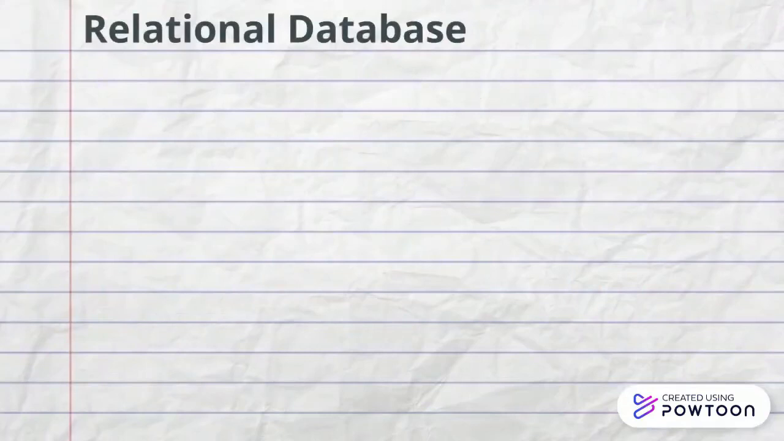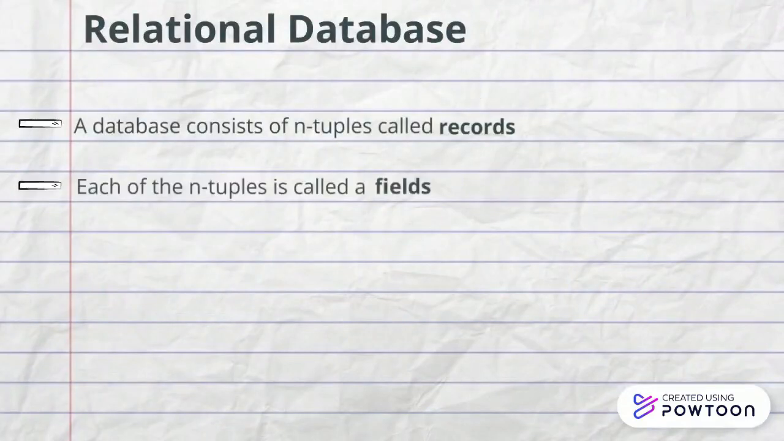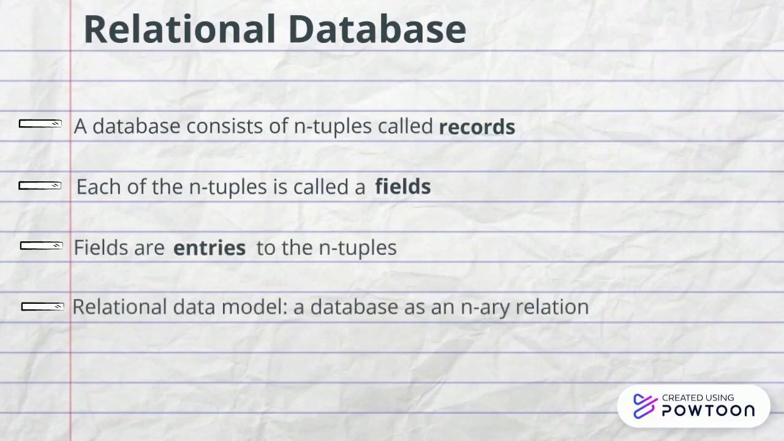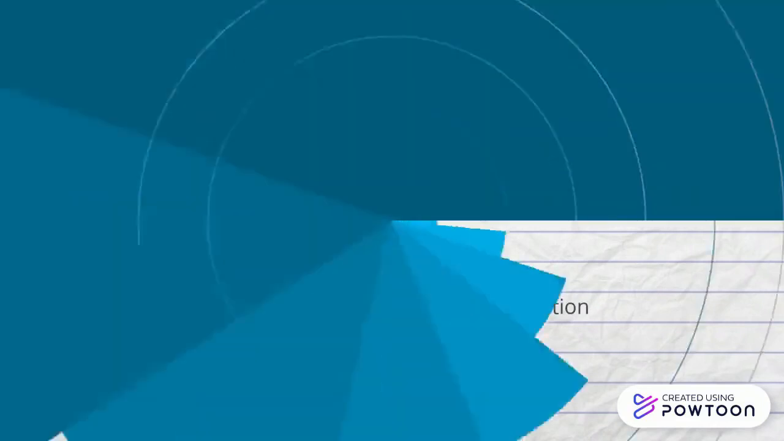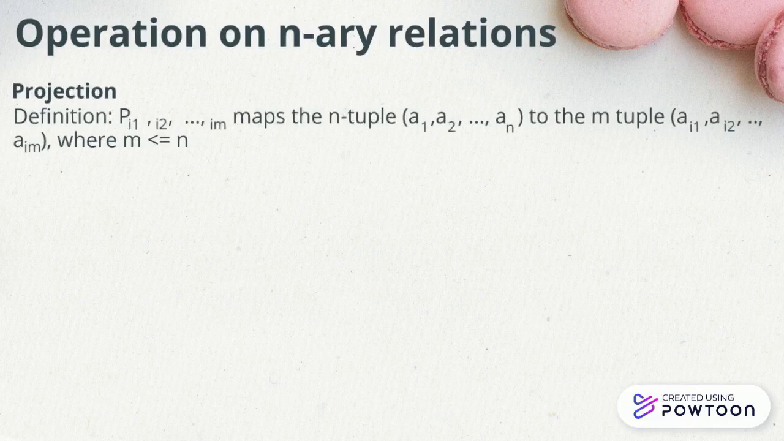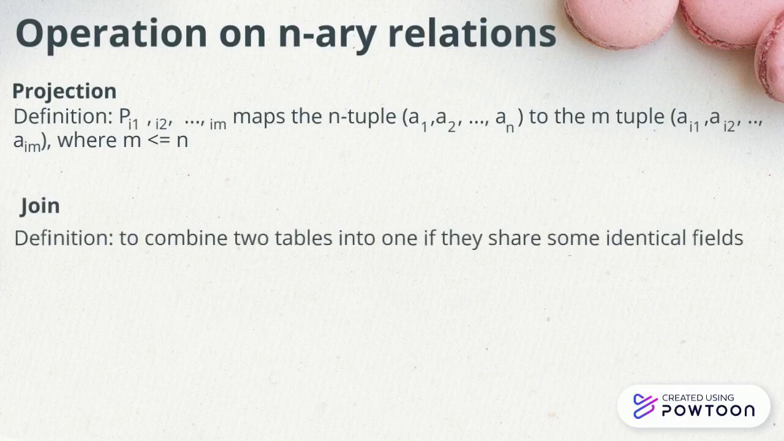For a relational database, a database consists of n-tuples called records. Each of the n-tuples is called a field. Fields are entries to the n-tuples. Operations on n-ary relations. First one is projection. P i1, i2, ..., im maps the n-tuple (a1, a2, ..., an) to the m-tuple (ai1, ai2, ..., aim) where m is less than or the same as n. Second one is join, where it is to combine two tables into one if they share some identical fields.